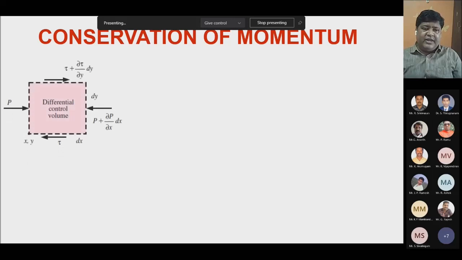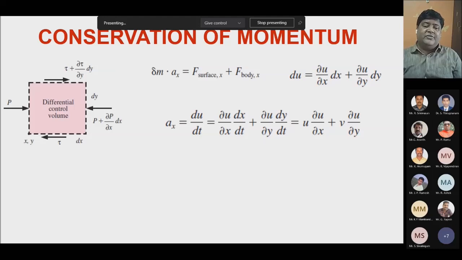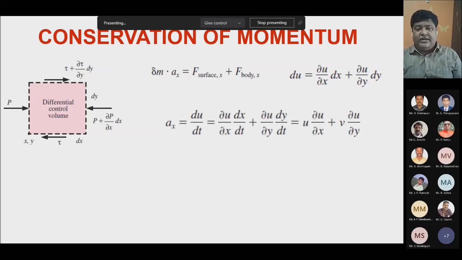Finally, when you simplify it, delta m into ax, now we have the equation. What is the acceleration? Again, rate of change of velocity, du by dt. We already know du in two dimensions; it is the partial differentiation of velocity in both x and y. So substitute those terms here: du by dt equals dou u by dou x into dx by dt plus dou u by dou y into dy by dt.